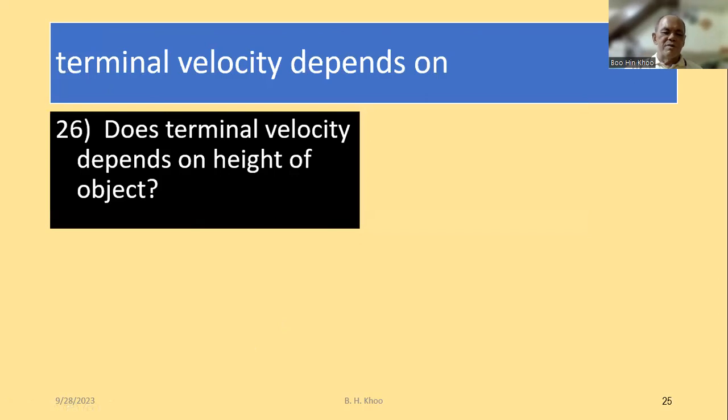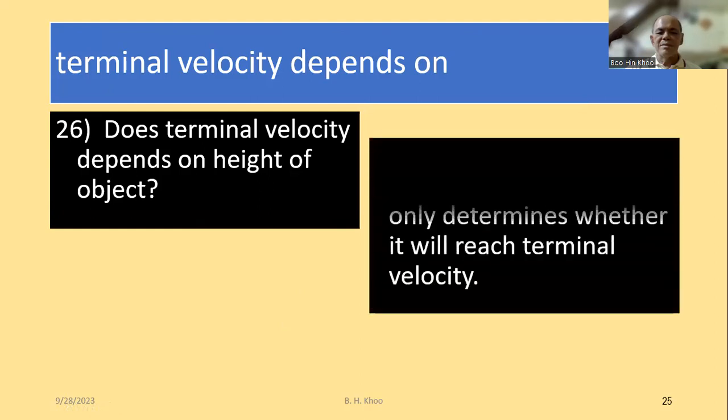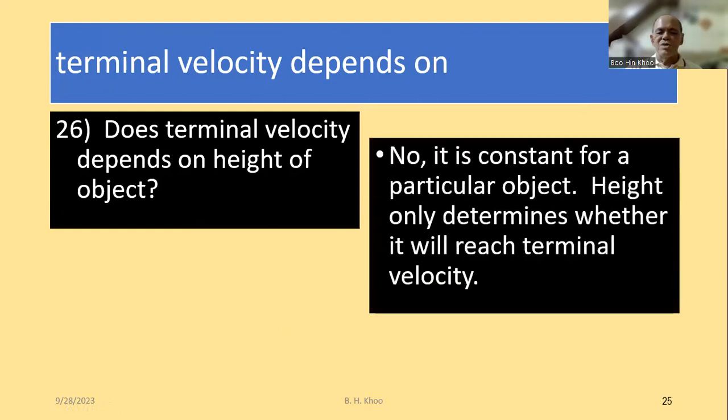Does terminal velocity depend on the height of the object? No, it's constant for a particular object. Height only determines whether it will reach terminal velocity.